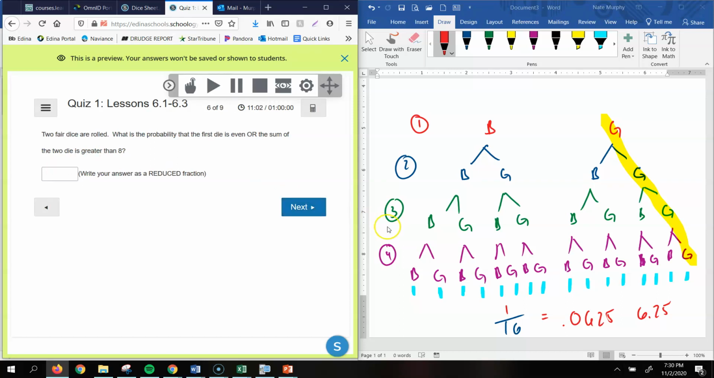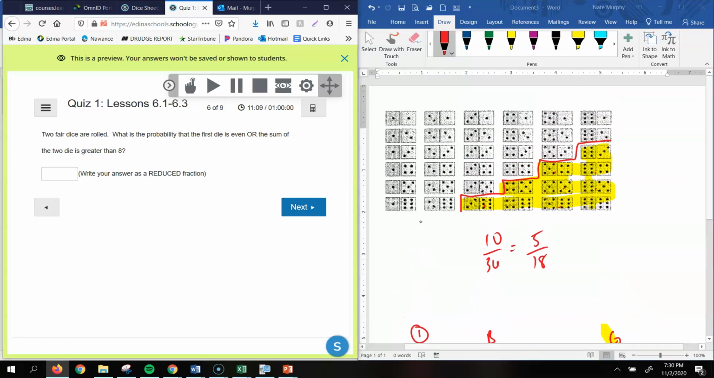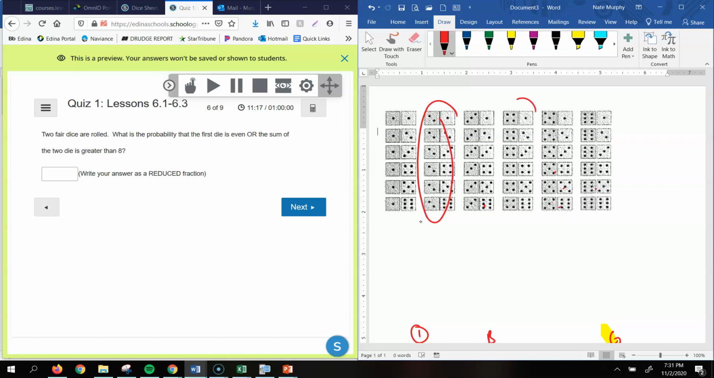Number 6, 2 fair dice are rolled. What is the probability the first die is even, or the sum of the dice is greater than 8? So I'm going to go back up here. We want to find the probability that the first die is even. That happens half the time, so it could happen here, here, or here. We'll leave that because we're going to have to do some adding and subtracting. If you count those up, 18 out of 36 times the first die would be even.